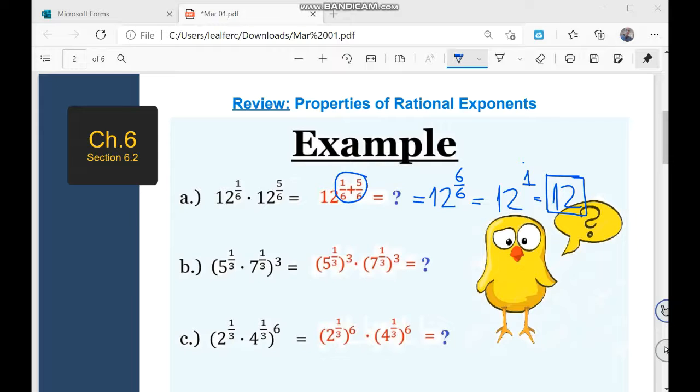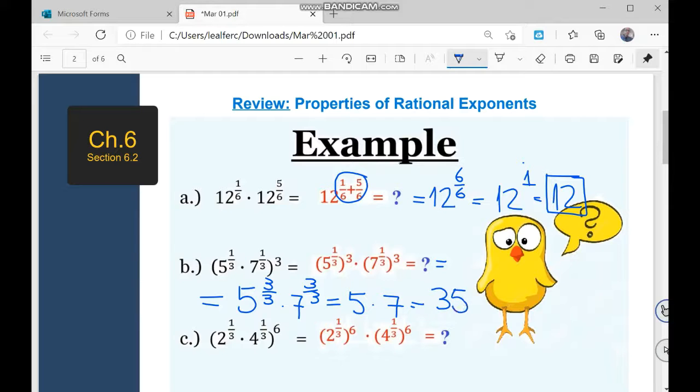For letter B, I'm so happy. That means you remember. Yes, 5 to the exponent 1 over 3, and then you have to multiply, and it becomes 3 over 3 times 7. And this becomes also 3 over 3. This is 5 times 7 equals 35. Perfect. Thank you, Jonathan. Thank you, Jonah Lee.